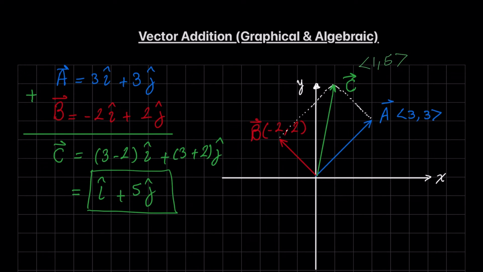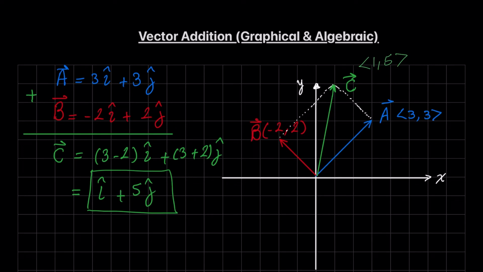So here, as you can see down here, when I added the i hat components of A and B, I got 3 minus 2, which is 1. So that's 1 i hat. And when I added the y components, I got 3j hat plus 2j hat. I got 5j hat for that. And so our resultant vector will be i hat plus 5j hat, or in component form (1, 5).